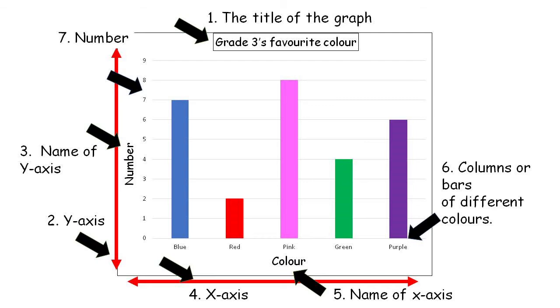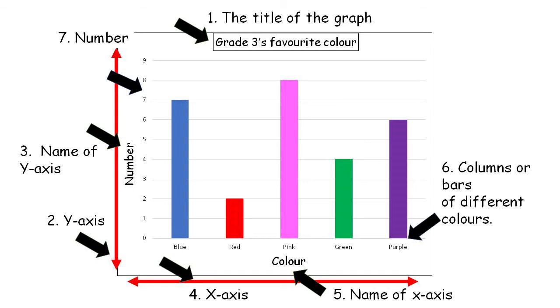Then number 4, we need an x-axis, which is the horizontal axis running at the bottom from left to right. The next thing we need to do, number 5, we need to name the x-axis. We need to give it a heading. So this graph, because it's about the grade 3's favorite color, we would call it color, because we're looking at different colors that the grade 3's would like.